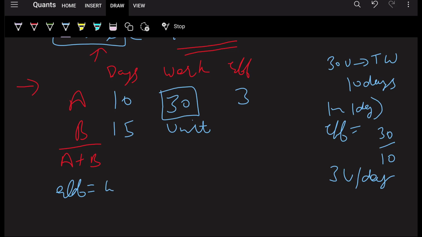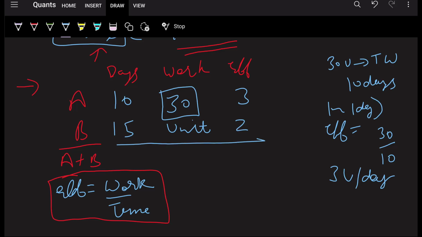Efficiency is equal to work upon time. So you have to remember this formula. Okay, this is very important. Now, it will be 30 divided by 15, which will be 2. So the efficiency of A plus B will be 3 plus 2, which is 5.